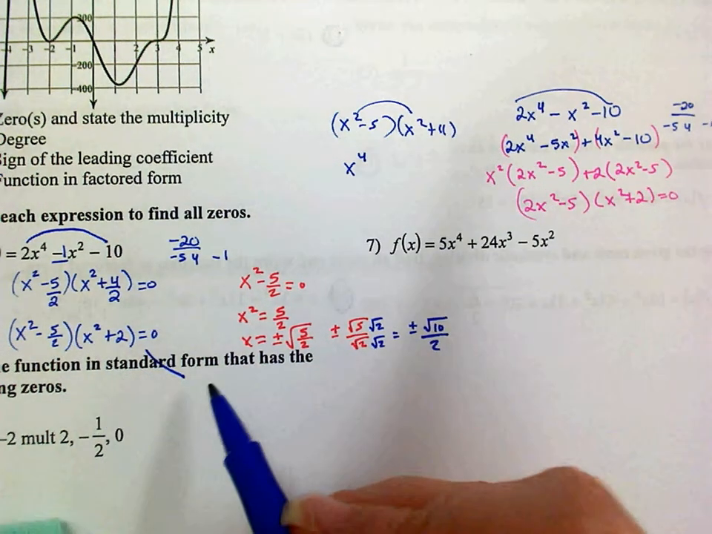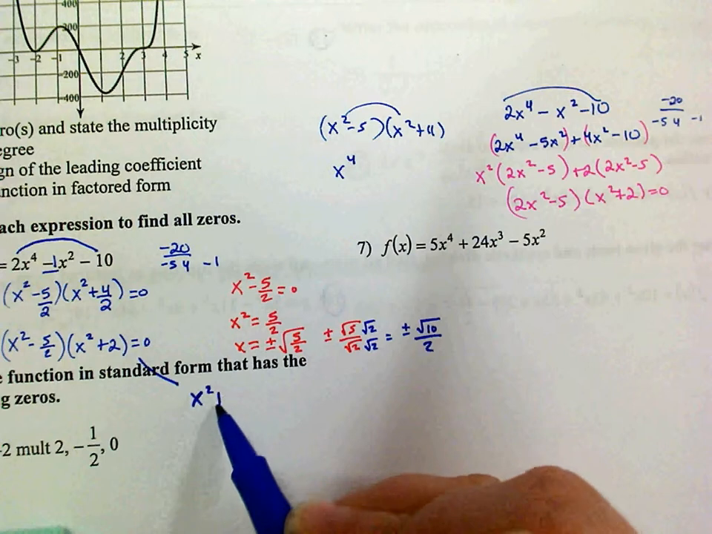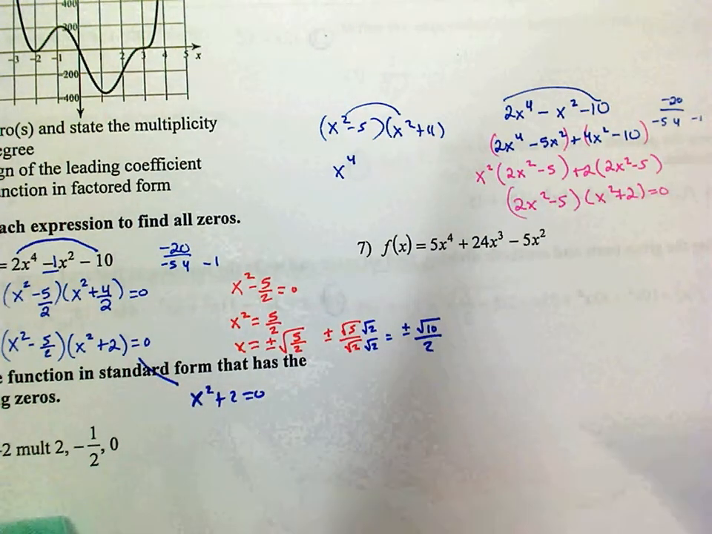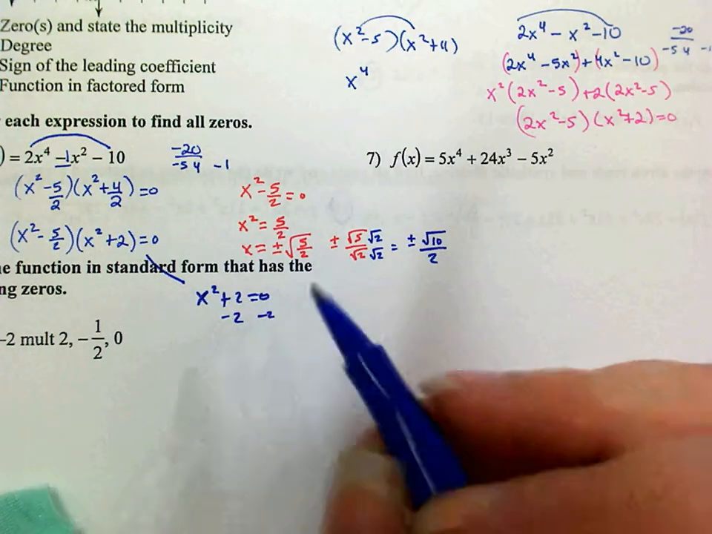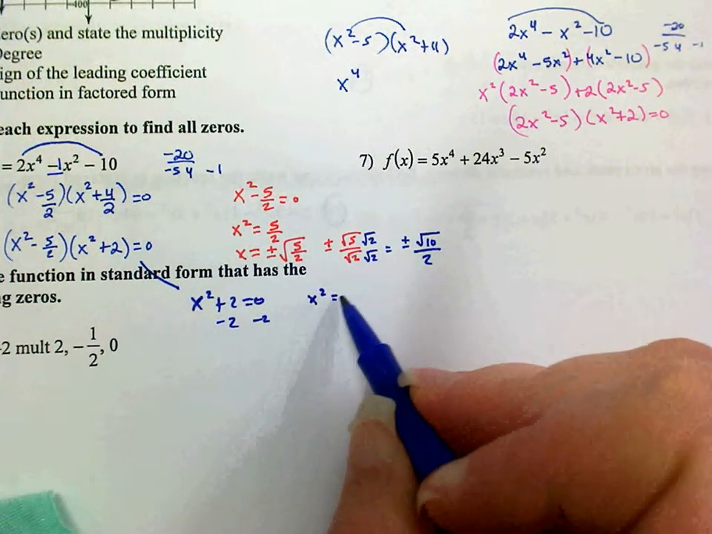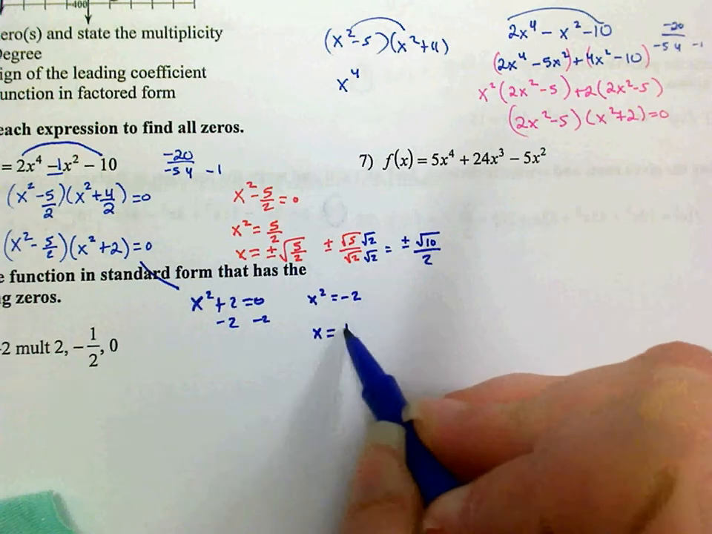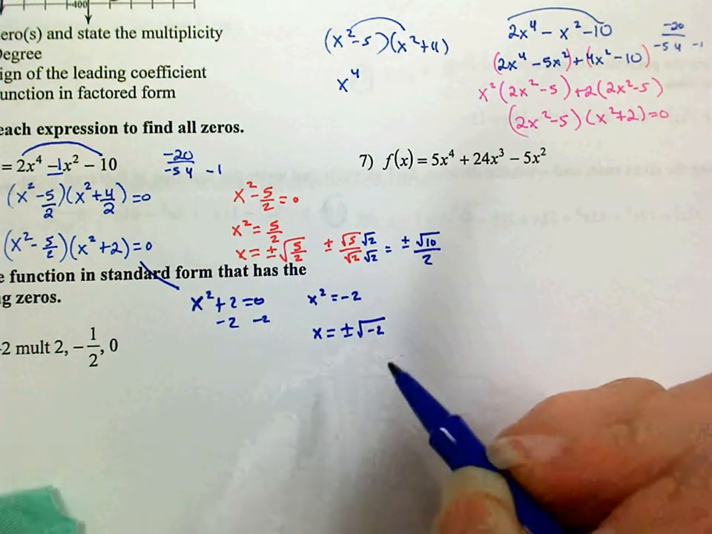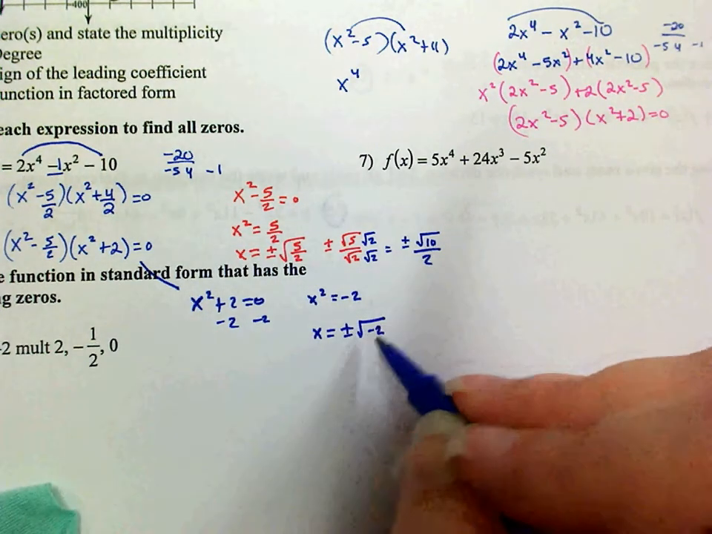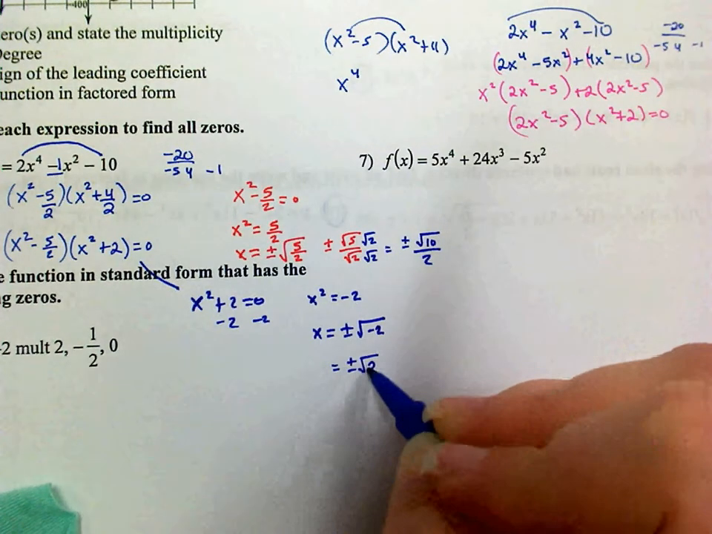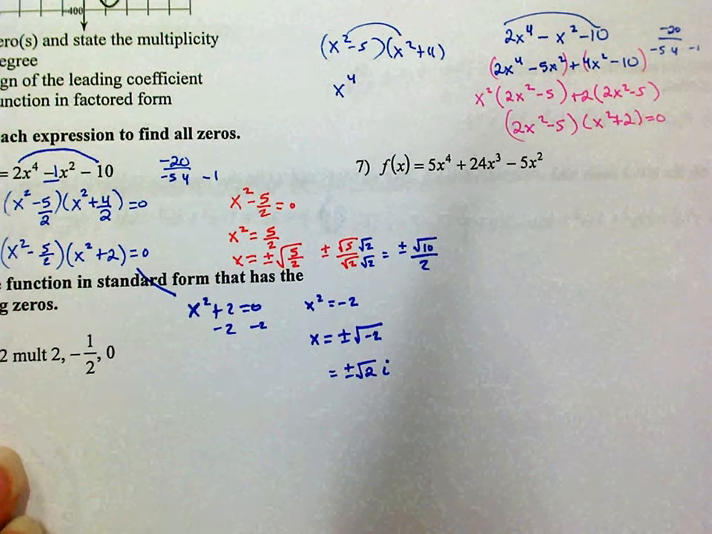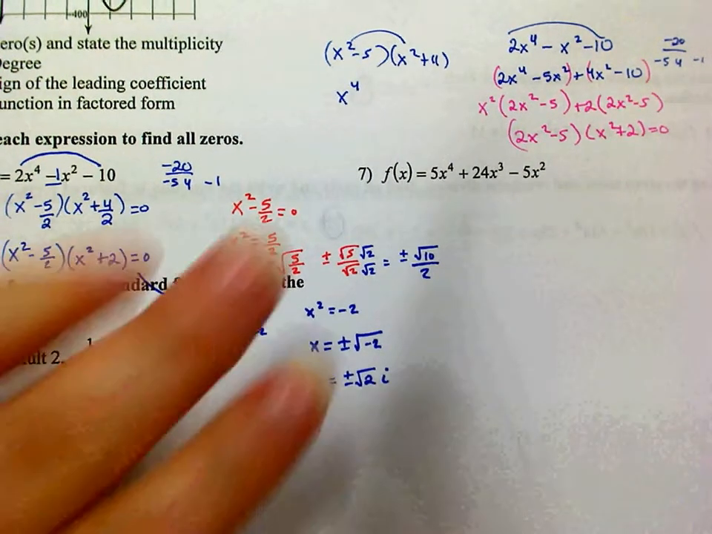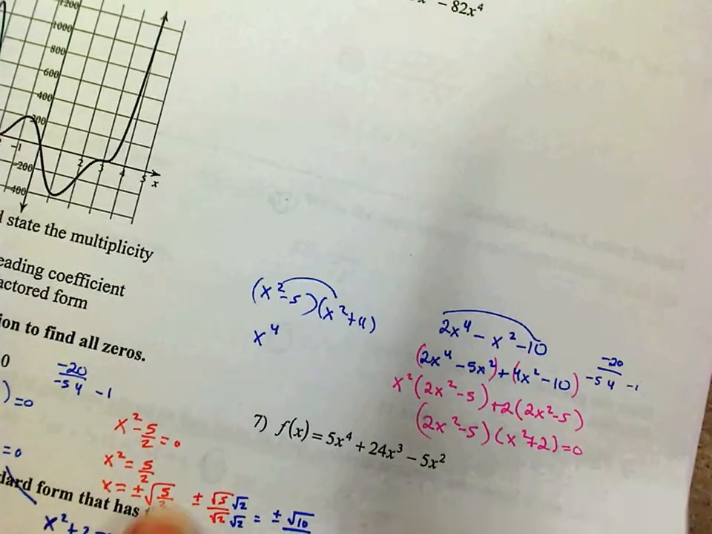I want to solve for when x squared plus 2 equals 0 as well. So x squared plus 2 equals 0. Subtract 2. x squared equals negative 2. x equals plus or minus the square root of negative 2, which is imaginary because of the negative. So then we write plus or minus the square root of 2, i. And there's your other 2 answers. Okay, so that is number 6. And we're going to go to number 10.